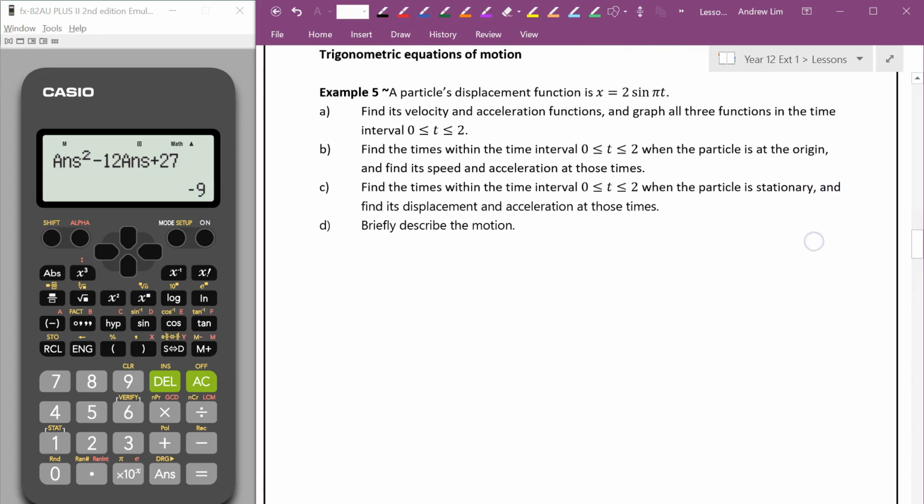Alright, let's have a look at some trigonometric equations of motion. Example 5. A particle's displacement function is x is equal to 2 sine pi t. I might just put that in brackets so we know that the whole thing there is the angle. Okay, sine of the angle pi t. Find its velocity and acceleration functions and graph all three functions in a time interval from 0 to 2. Why don't you pause the video, have a go with A, B, C, and D.